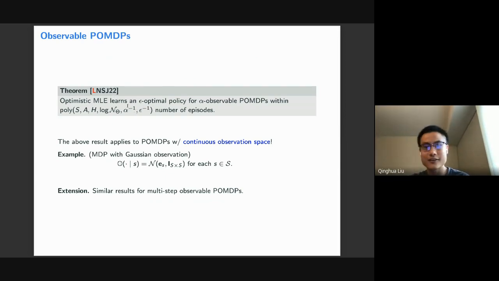Is there any question? Oh, by the way, previously there was a question asking whether the observation space can be continuous. And here, we allow the observation space to be continuous. Okay, if there is no question, let's move on.